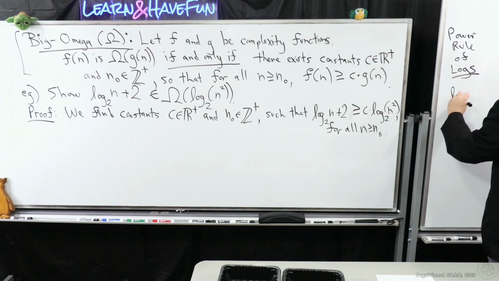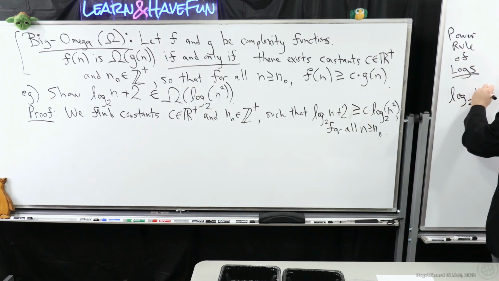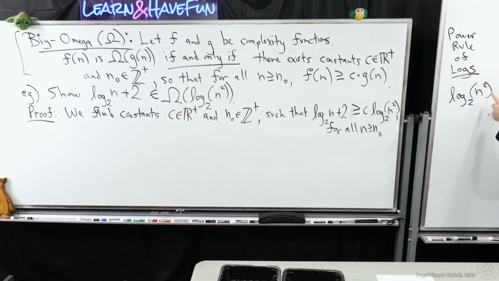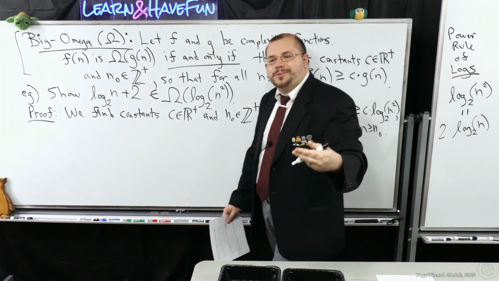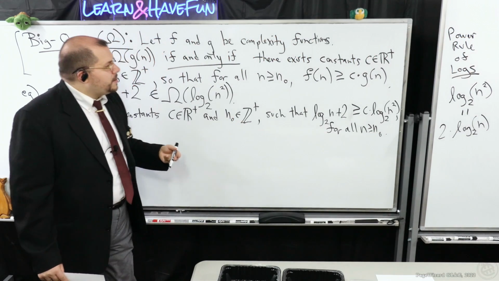If I have log base 2 of n squared like this, or this could be any exponent here, what I can do is drag that out front, and it now becomes a multiplicative term. So this is actually equal to 2 times log base 2 of n. This is using the power rule of logarithms, or power law.